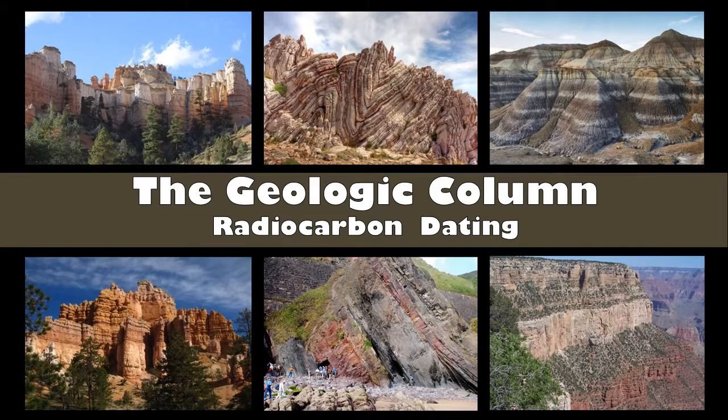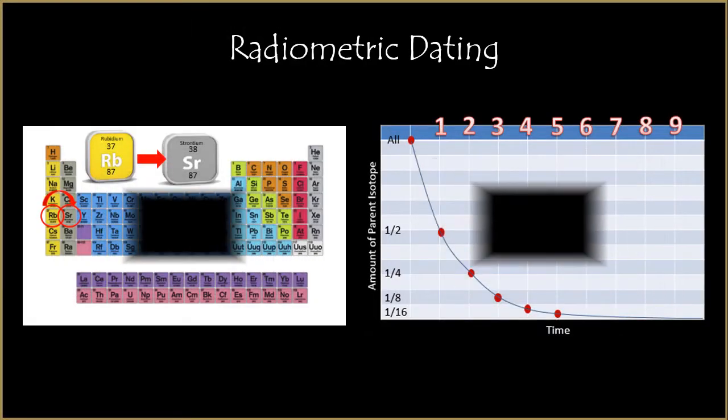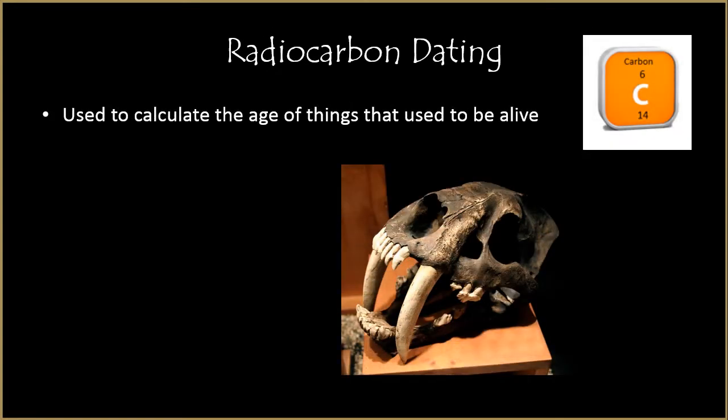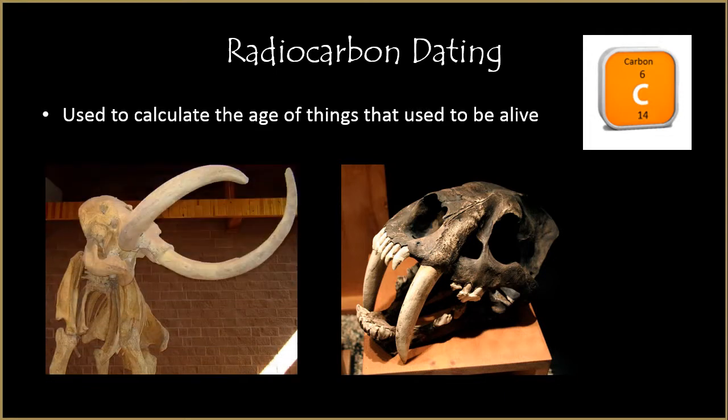Radiocarbon dating. We have already learned how scientists use the process of radiometric dating to calculate the age of rocks. In this presentation, we will learn about one specific kind of radiometric dating called radiocarbon dating, which is used to calculate the age of things that used to be alive, like fossils.